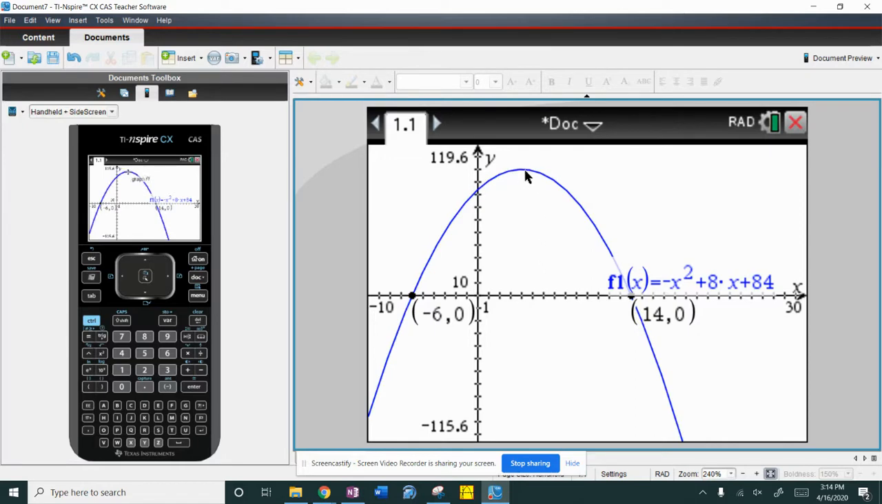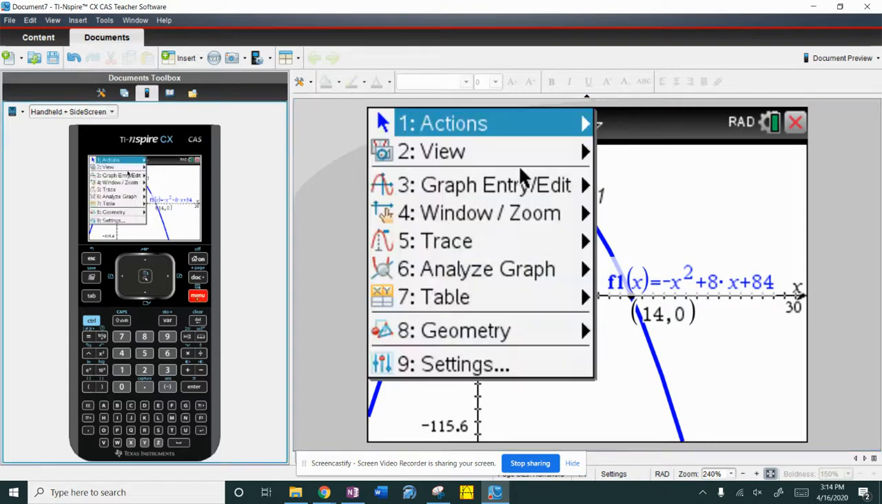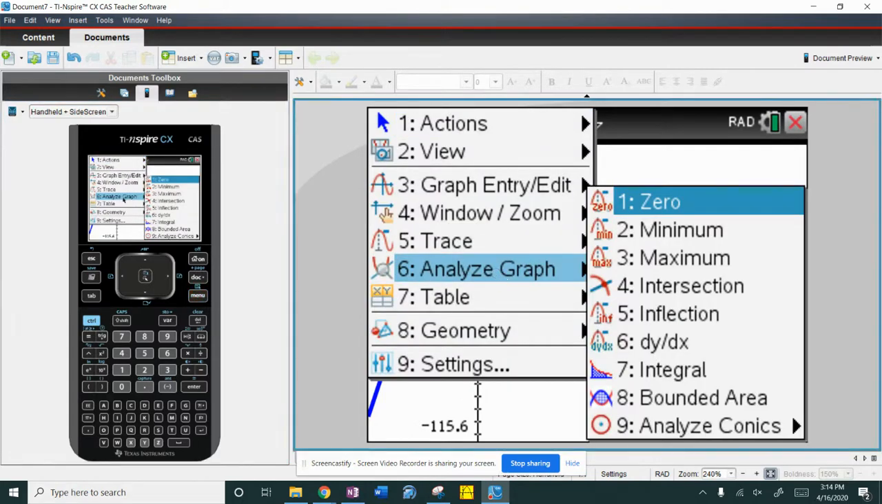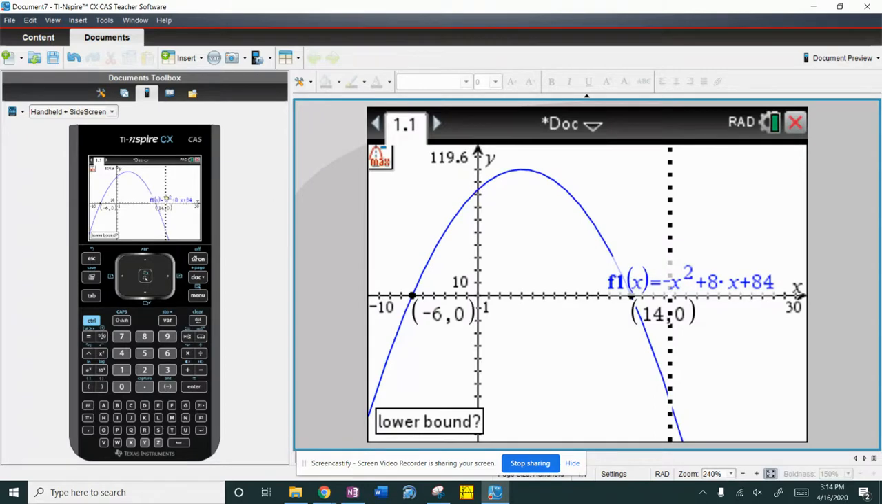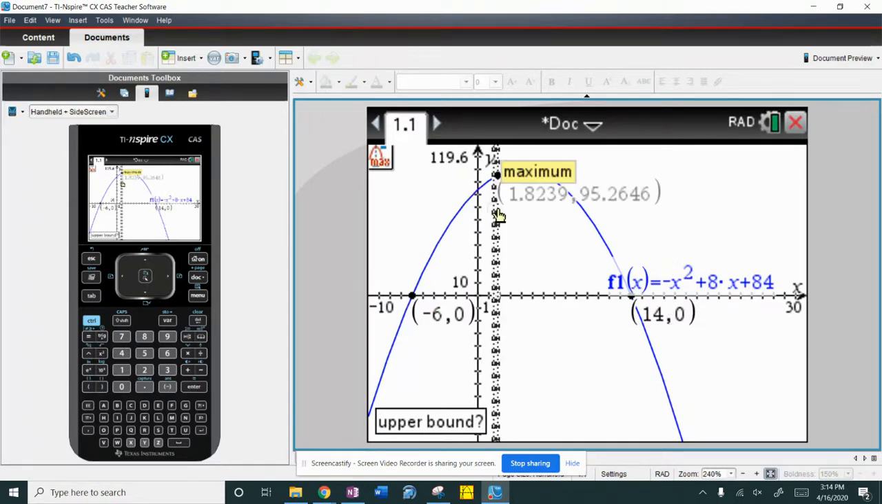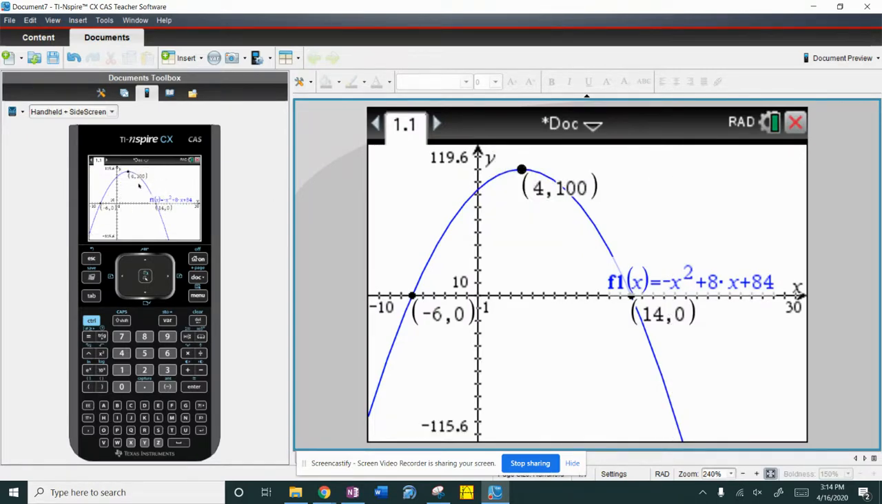So the vertex is up here. And we can see in this case, the parabola opens down, so this is a maximum. So I'm going to go Menu, Analyze Graph, Maximum. I'm going to go to the left of the maximum, I'm going to go to the right, and there is our graph.